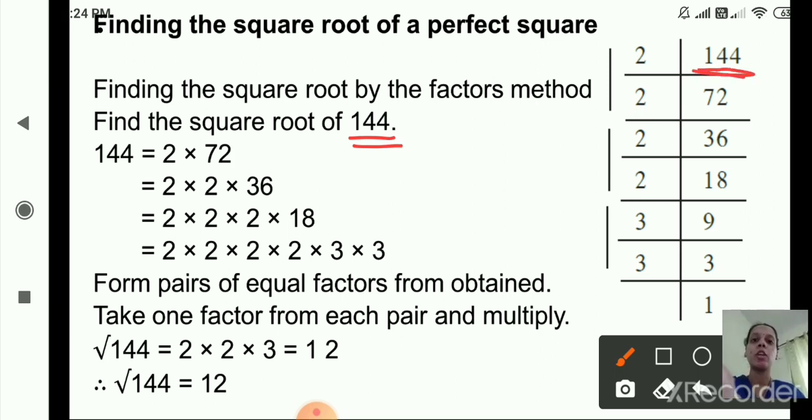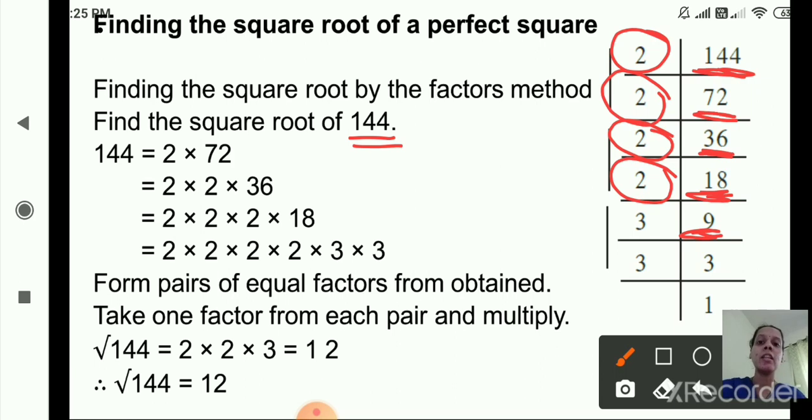So 144 is divisible by 2, right? So I have written here 2. 144 divided by 2 is 72, so we have written 72 below 144. Now 72 again is divisible by 2. 72 divided by 2 is 36, which we have written below 72. Now 36 divided by 2 is 18, which we have written below 36. Now 18, again, is divisible by 2. 18 divided by 2 is 9.